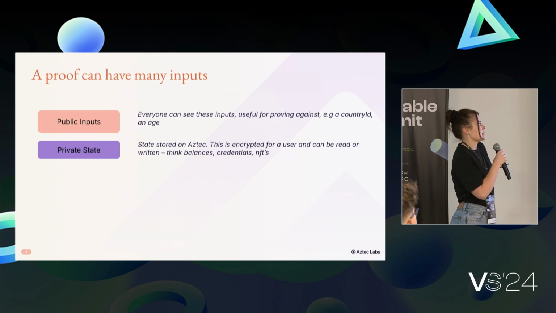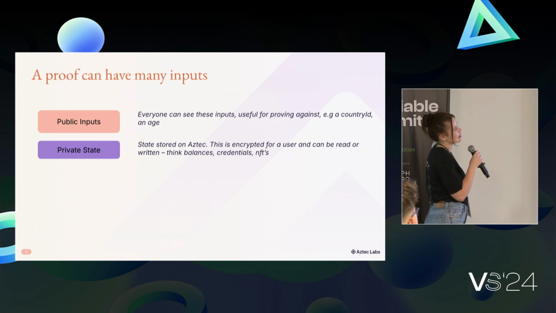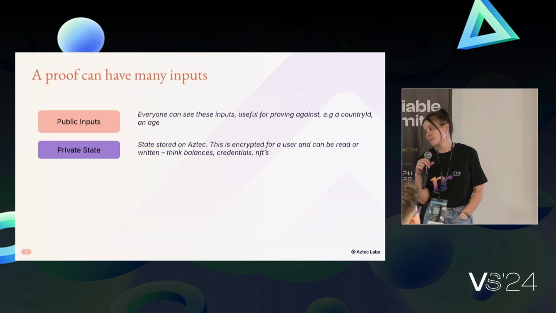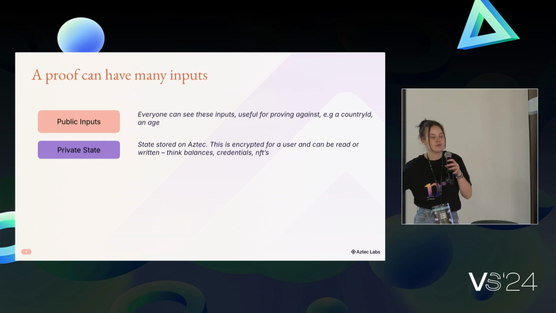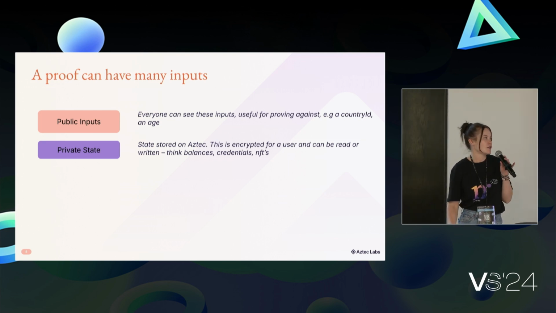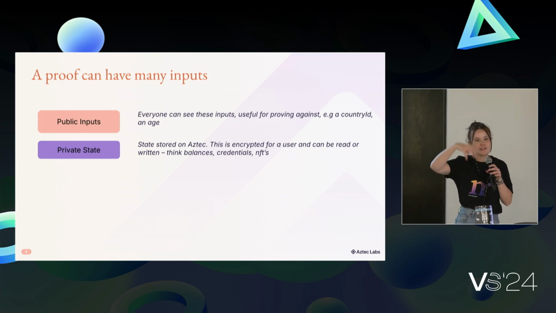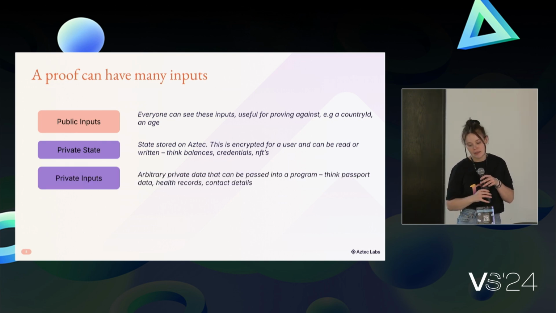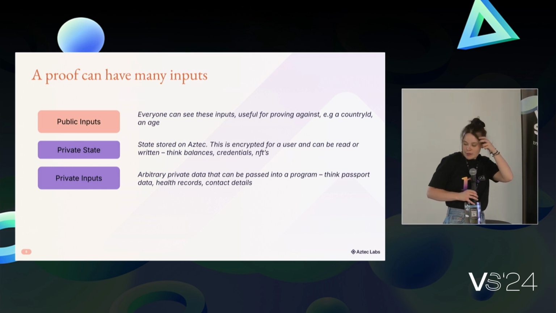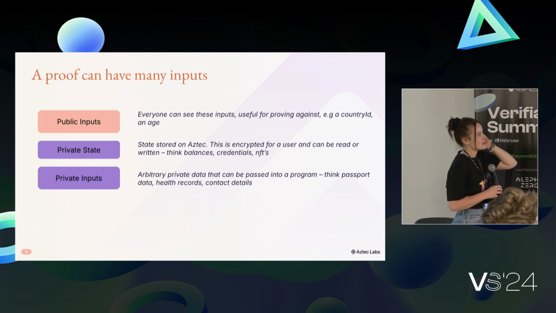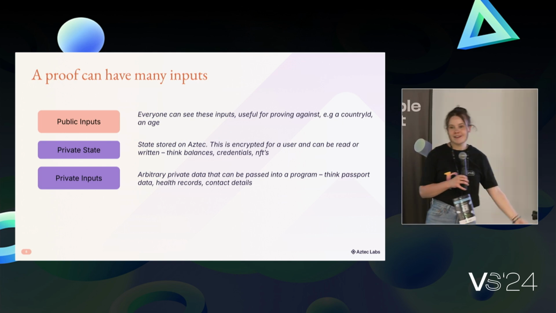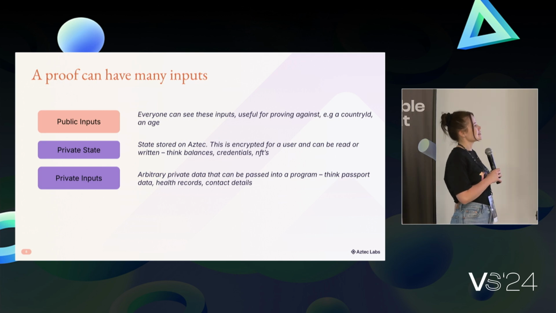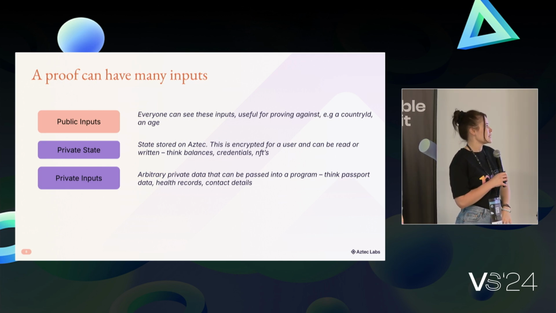Private state is state stored as UTXOs on Aztec, but they're private, so only you can decrypt them. If you might have a private token, then your token would be private. It's on the state, in the UTXO tree, but you only have the key to be able to get it. Private inputs are like the passport data I was talking about. If you're trying to prove that you have a passport from a certain country, you don't want to reveal the rest of the private data from the passport, things like that.